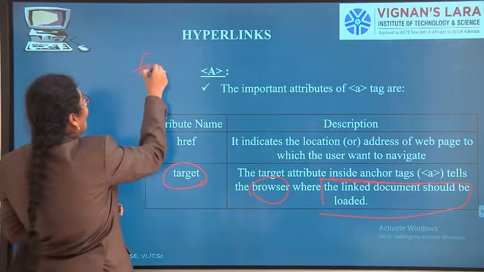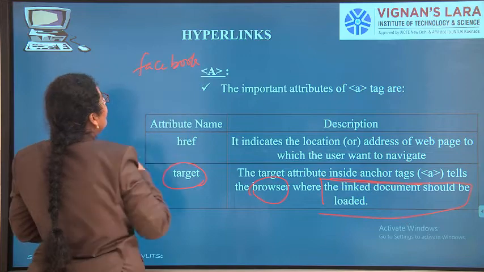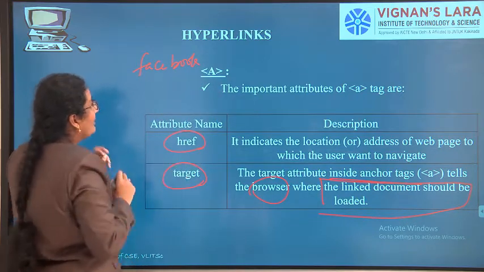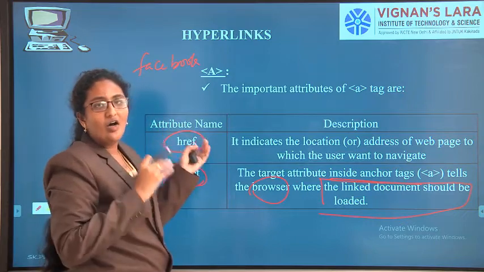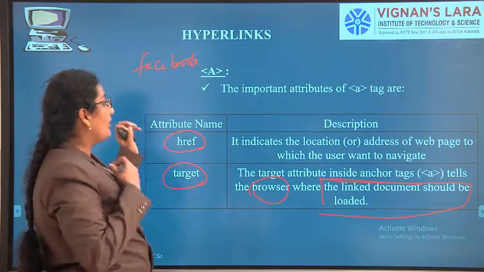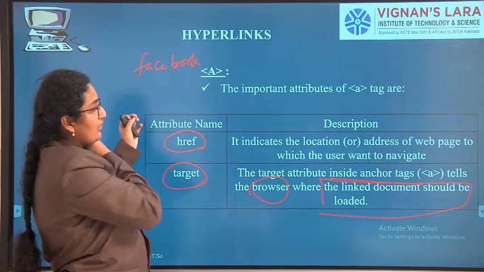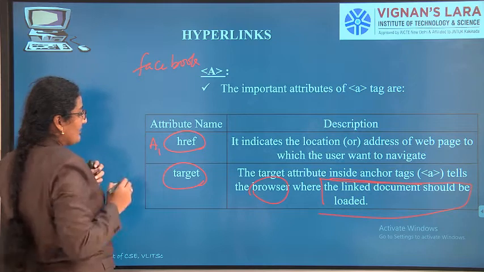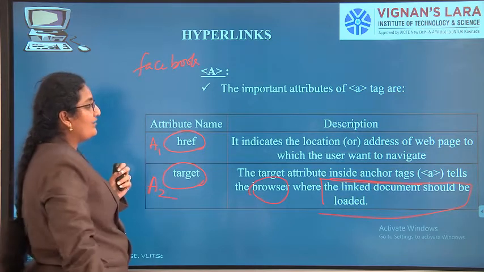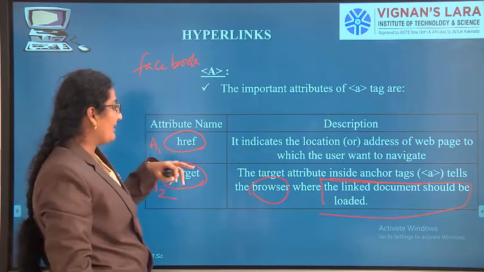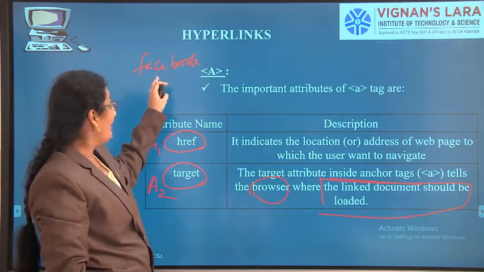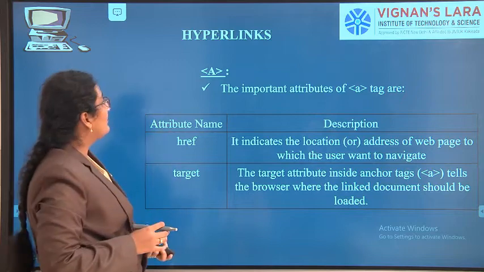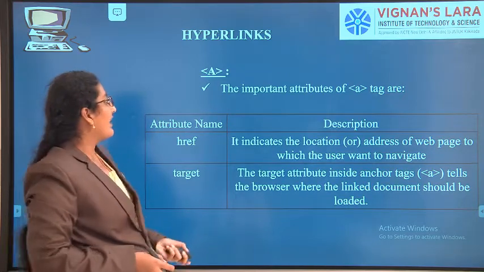If I want to open Facebook, the Facebook location and navigation is done by href. I want to open the Facebook page or I want to log in to Facebook. So the address, the location of the web page or where I should navigate is given by attribute 1, href. Then what is attribute 2? Target. It will be inside the anchor tag and it will tell the browser where the Facebook page should be loaded. So these 2 are attributes of anchor tag.